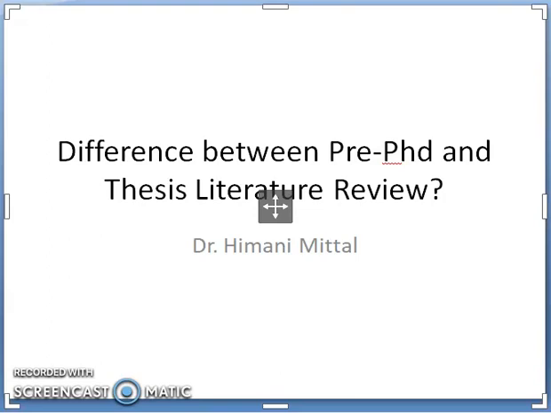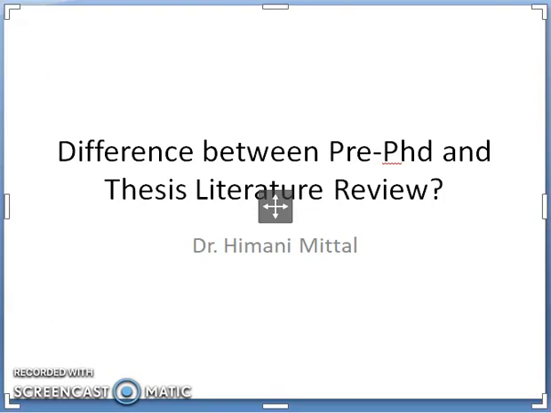In the pre-PhD literature review, the focus is on identifying the lacuna in the literature, and you try to defend the problem statement that you have formulated, and your focus is on the writing of the problem statement itself. So fixing your objectives and everything is dependent on the literature review, and therefore the focus is on the formulation of the problem statement and the objectives, and that is the focus behind carrying out the pre-PhD literature review.